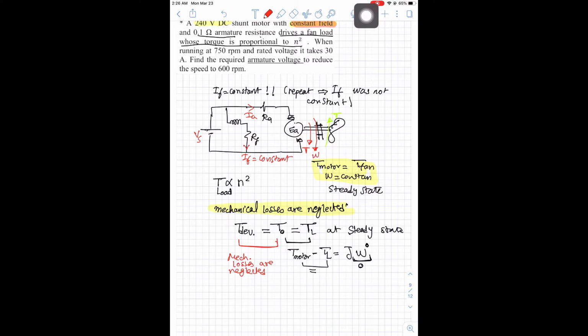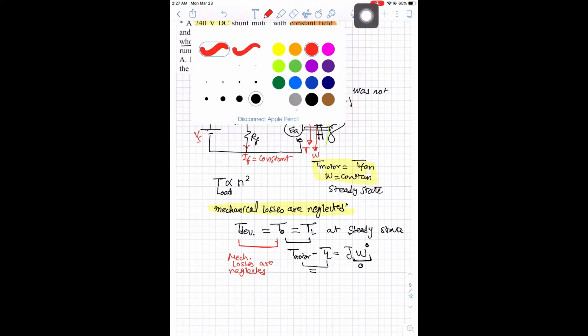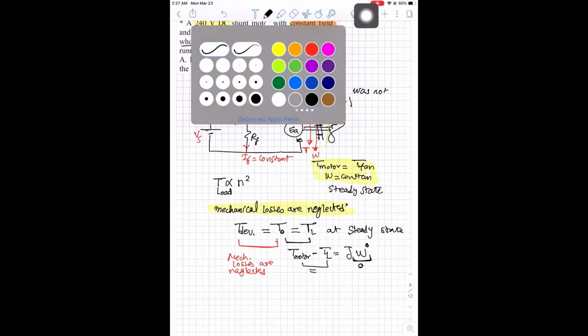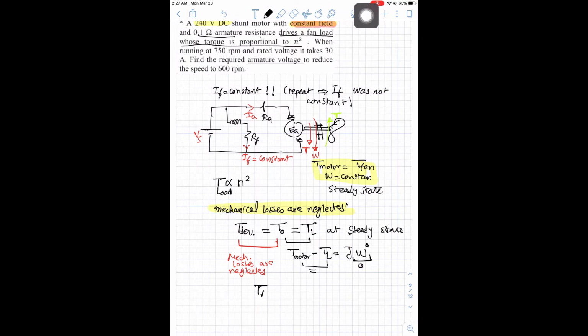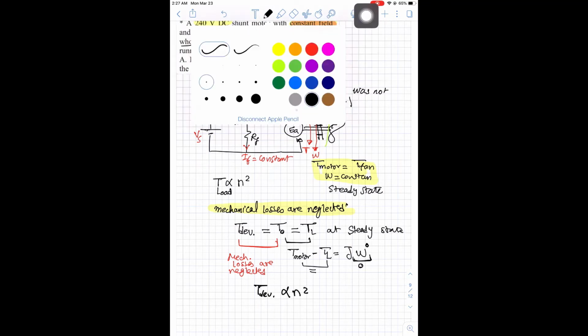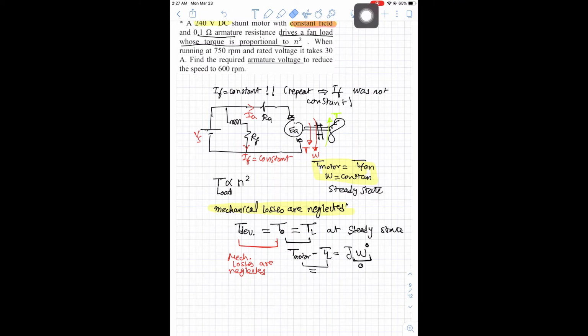Why is this assumption very important? Because we will now say the following. Now we can say that T developed is actually proportional to n squared. We used the same equation for the load for our motor. So we can say that T developed is proportional to n squared, and this relation will be the key to solve this problem.